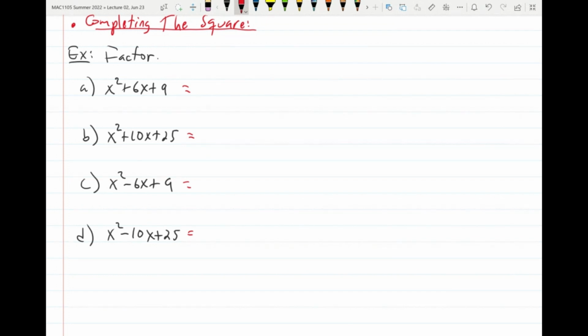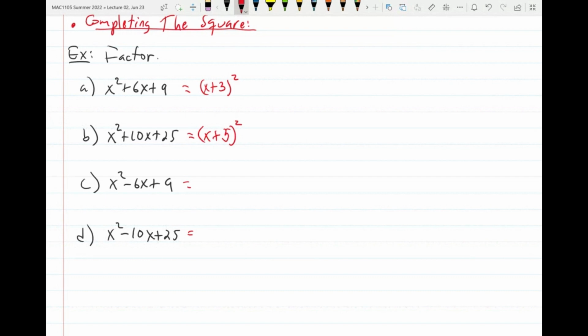Okay, so how do we factor the first one? Yes? Factors of 9 that add to 6, which should be 3 and 3. And that gets you a square. So we get x plus 3 squared, right? Okay, how about the second one? x plus 5 squared. So two numbers whose product is 25 and the sum is 10, so that's 5 and 5. So x plus 5 squared. Good.